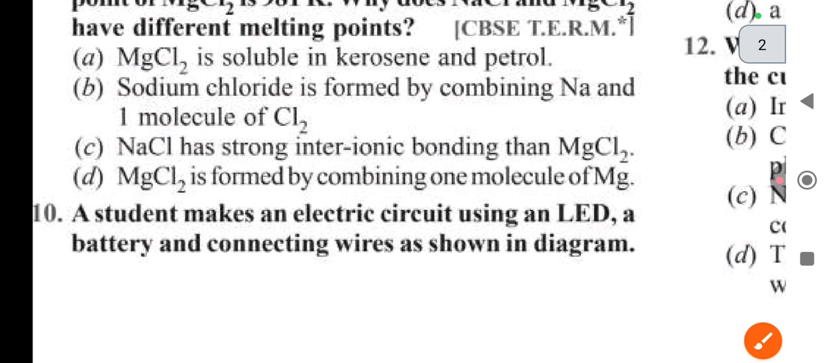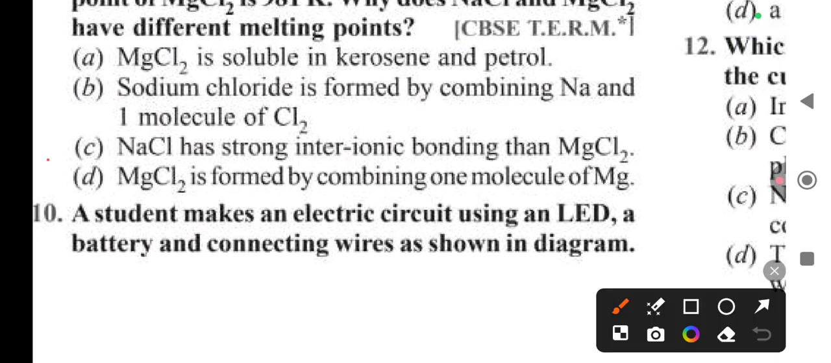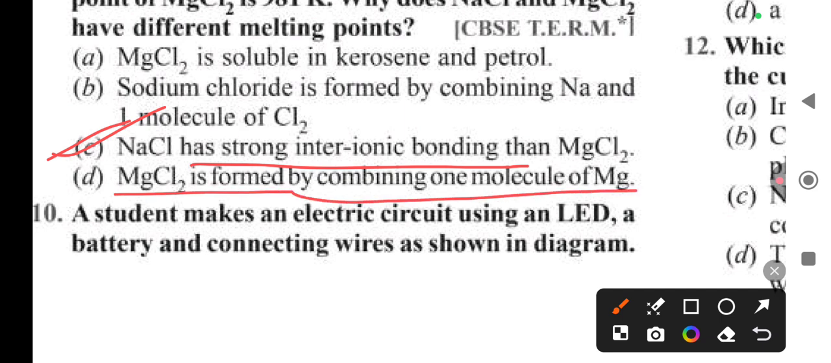C option. Sodium chloride has stronger ionic bonding than magnesium chloride. Definitely it will be the correct answer, because strong forces only will help to determine the melting point. Magnesium chloride is formed by combining one molecule of magnesium. No reason behind that. So the answer will be C.